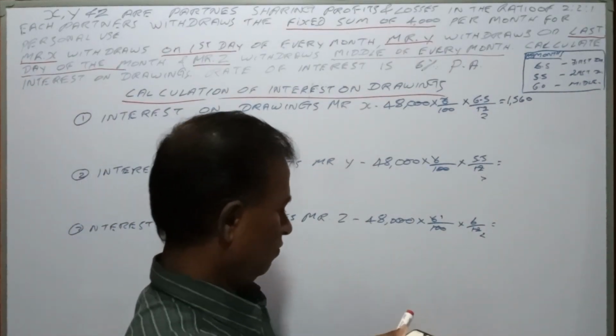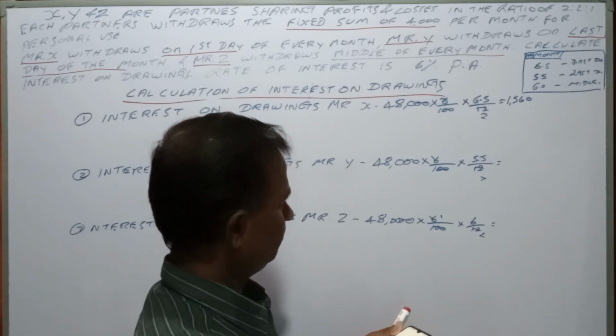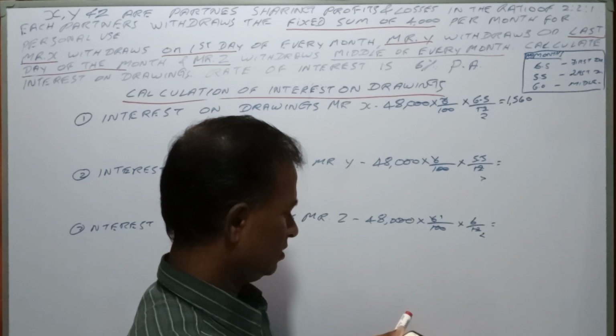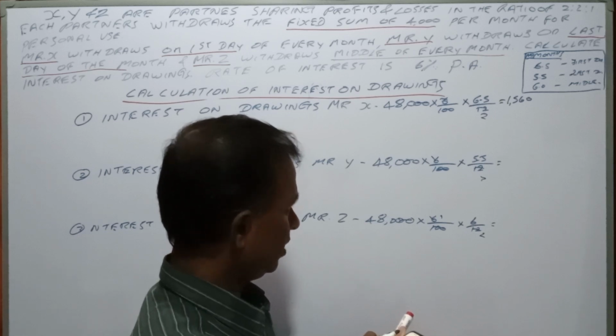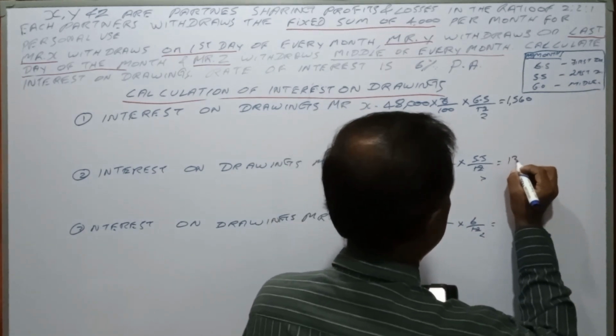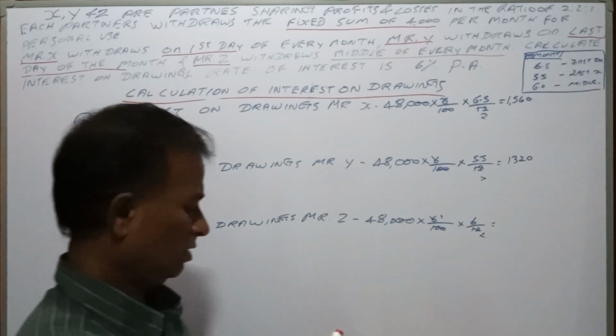Here you see 480 into 5.5 months, divided by 2. Here you will get 1320, right, like that.